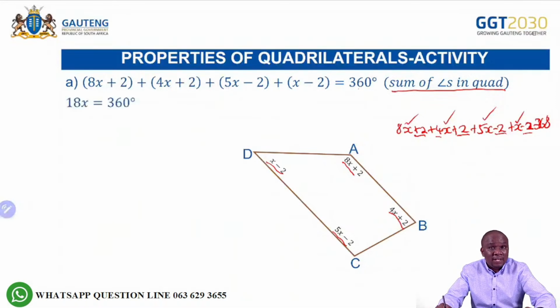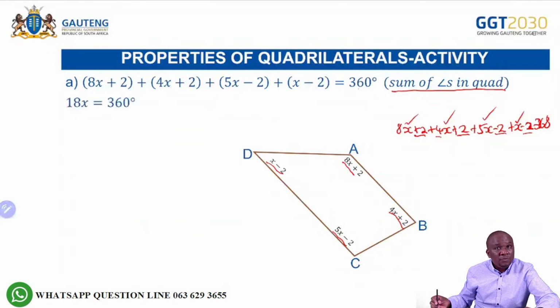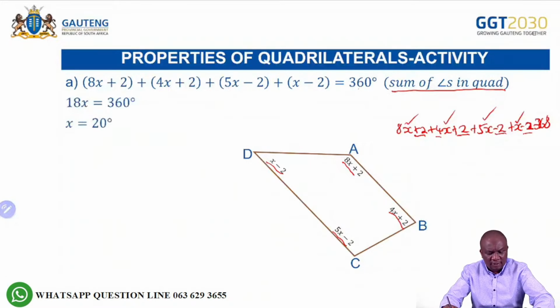And then how do we find x? We divide both sides by 18. We find that x is equal to 20 degrees. You see that? Okay. And then now we are asked to find the size of each interior angle and then prove that ABCD is a trapezium.